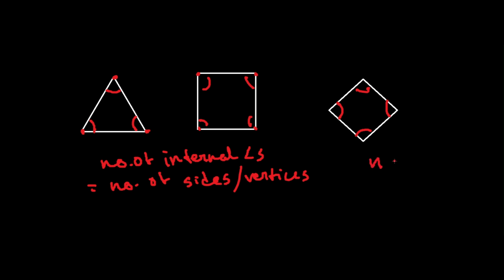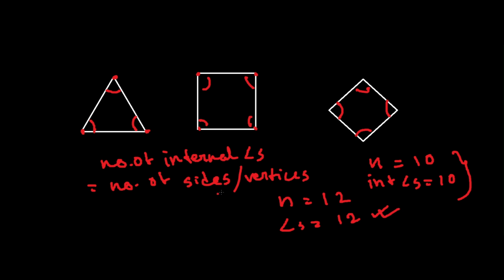So if there is a polygon with number of sides equal to 10, the number of internal angles will also be 10. So this is a small thing you also need to remember. If there is a polygon with 12 sides, the number of internal angles will also be 12. This is the second thing you need to remember while solving these kinds of sums.